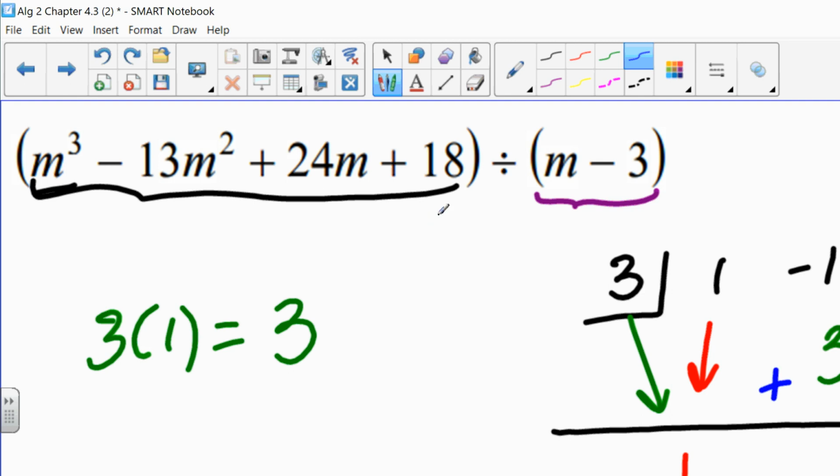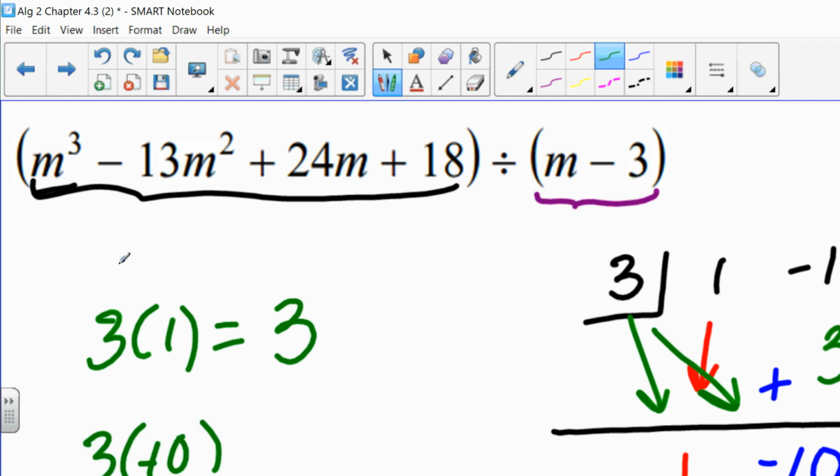We add straight down. Negative 13 plus 3 is negative 10. Okay. We multiply again. We do 3 times negative 10 is negative 30. And we put it underneath the 24. And then we would add straight down. 24 plus negative 30 is negative 6.